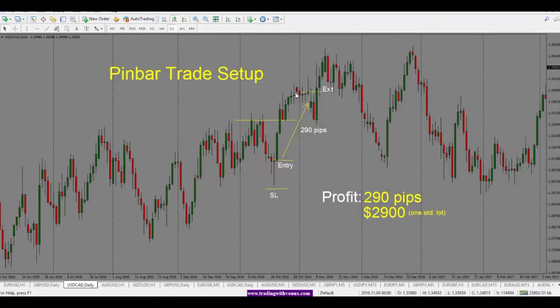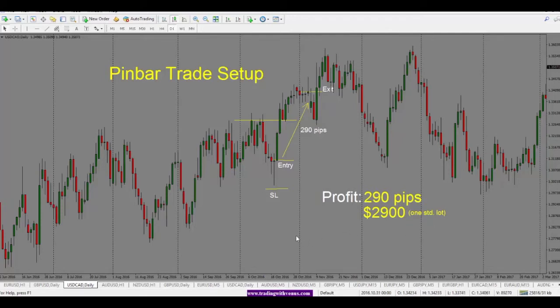So we see a compressed move as well as a big pin in the opposite direction, a big pin bar with a wick in the opposite direction. So this is a good place to exit the trade. From entry to exit here we have 290 pips in the trade, or $2,900 if trading one standard lot.